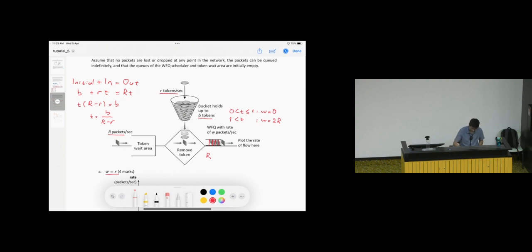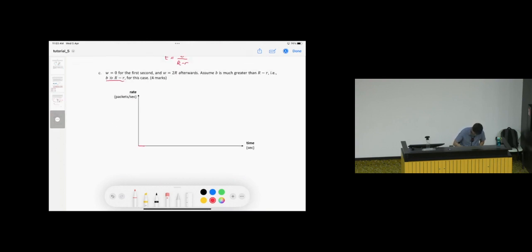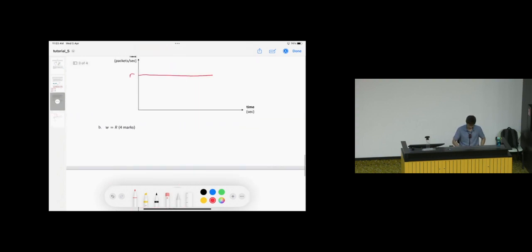And how many tokens am I going to be left with? I'm going to be left with B minus R, because R packets remove the token, and my token rate is small r. I'm going to have B minus R plus r. And because this is larger than 0, established by the identity there, I still have some tokens in my bucket. So obviously, because my output rate is 0 until t equals 1, I'm going to have 0 packets per second at my output, because all the packets will be accumulating in the WFQ scheduler.